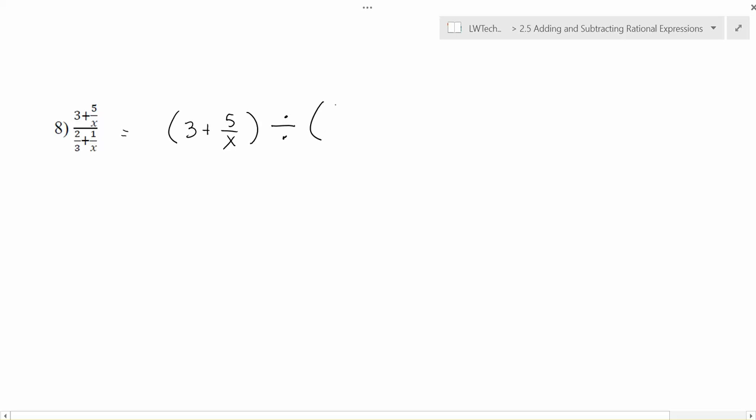Divided by everything on the bottom, which was 2/3 plus 1 over x. Okay, I'd like to divide these, but before I can, I need to add each of these so that I end up with a single fraction. Right now, this is 3. You can think of that as 3 over 1.